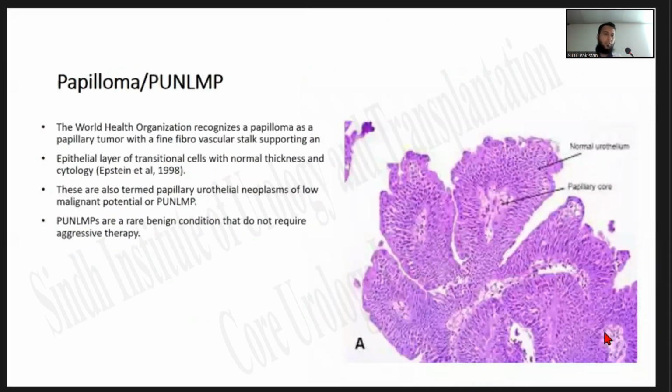Papilloma, the world-wide organized papilloma is the tumor with fine fibrovascular stalks supporting an epithelial layer of the transitional cell with normal thickness and cytology. These are also termed papillary urothelial neoplasm of low malignant potential, a rare benign condition that is not aggressive, with therapies.